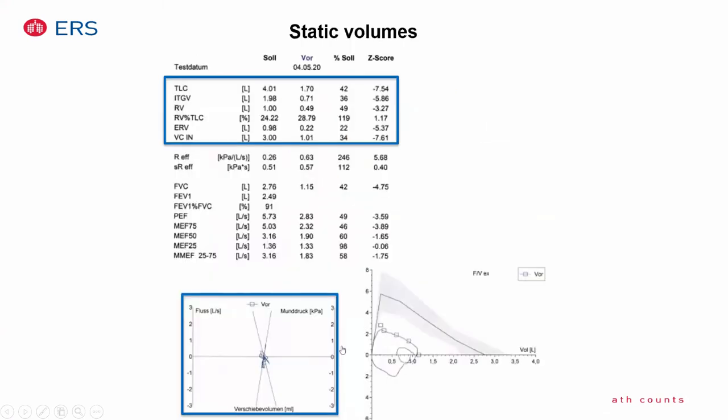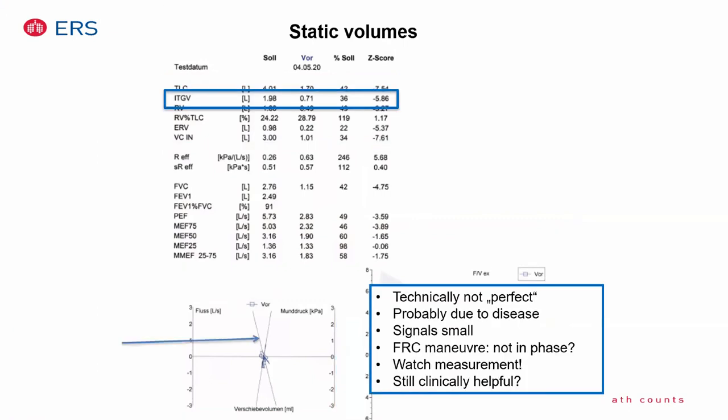So again, here we look at the static volumes first. These are the numbers at the top here, and this curve. We have no bronchodilation here with salbutamol, so it's just one curve, the blue one. And we first look at this small curve that has been done for the FRC measurement, the FRC curve. You see this is a very small curve. I'm not sure if you really can use it.